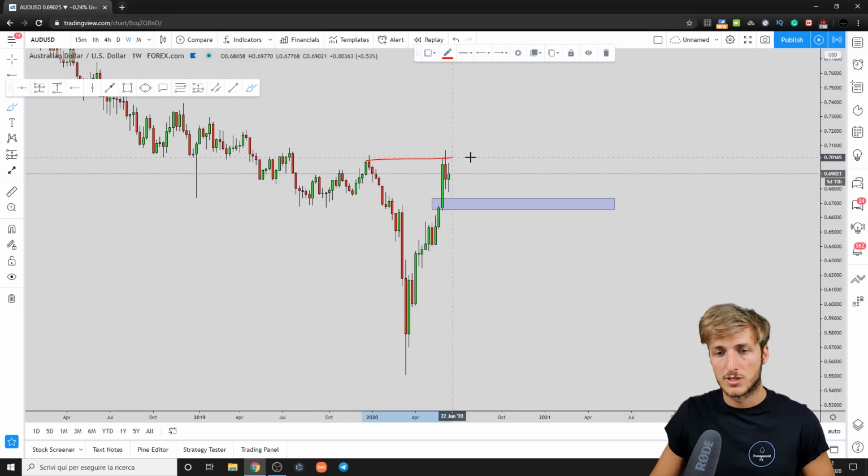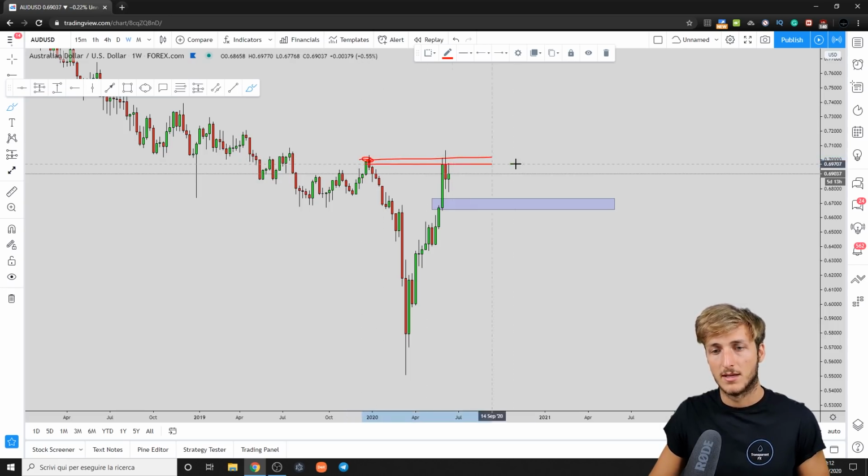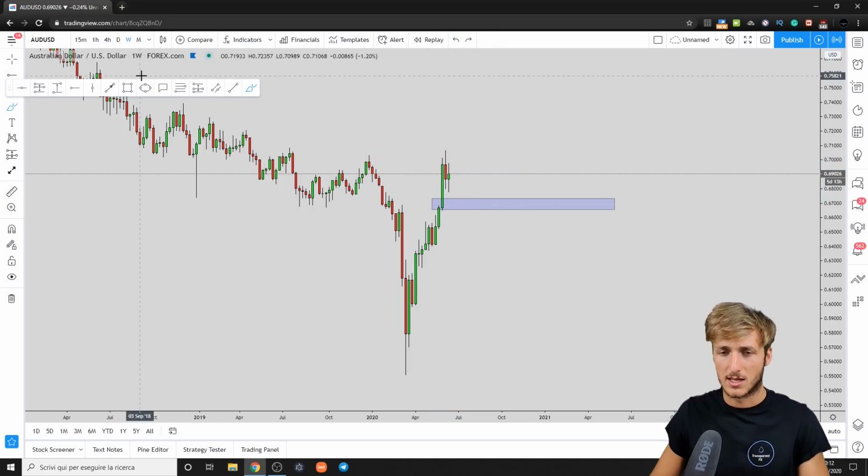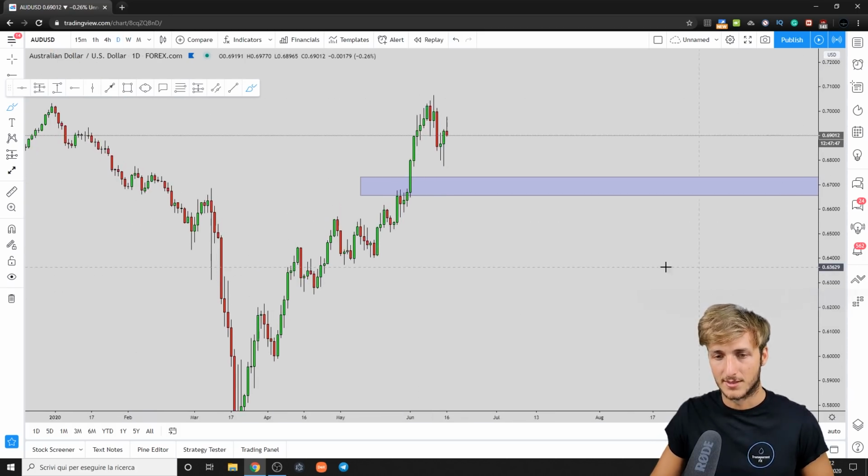What we can also notice here on the weekly is that the high that we have found on the monthly is exactly the same high that the market obviously has rejected here, as we had already seen on the monthly. We just see it a little bit better here on the weekly. We go down on the daily time frame.